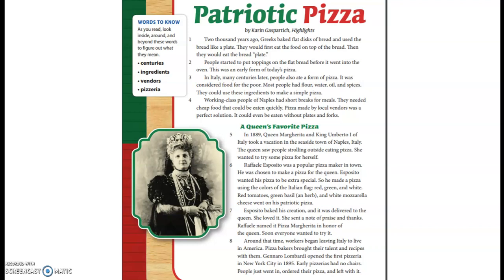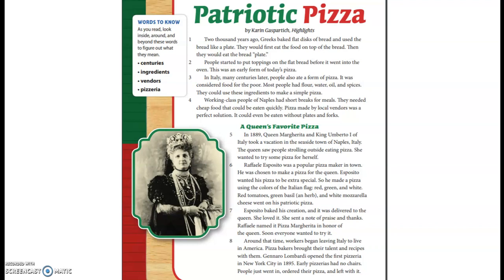A queen's favorite pizza. In 1889, Queen Margherita and King Umberto I of Italy took a vacation in the seaside town of Naples, Italy. The queen saw people strolling outside eating pizza. She wanted to try some for herself. Boys and girls, pay special attention to the cause and effect relationship demonstrated in paragraph 5.